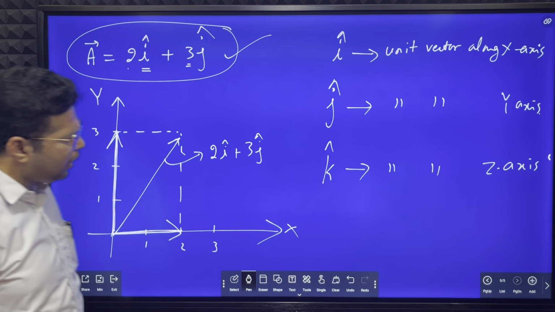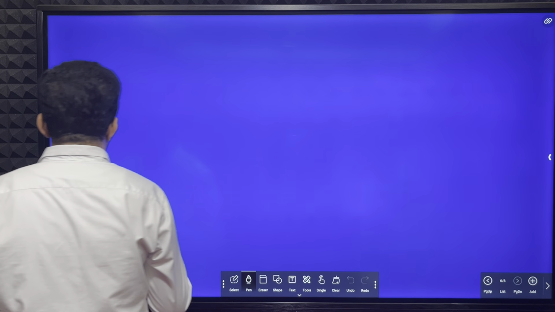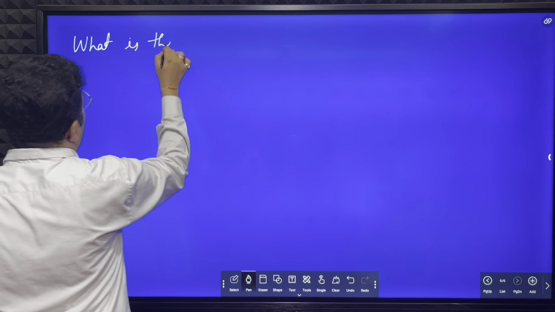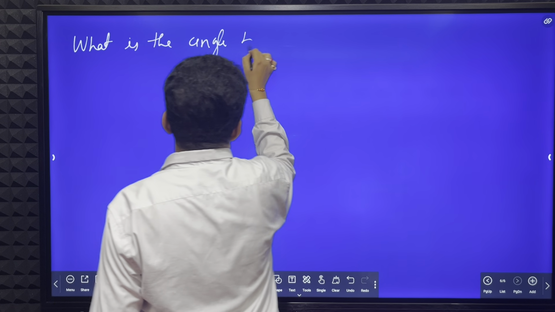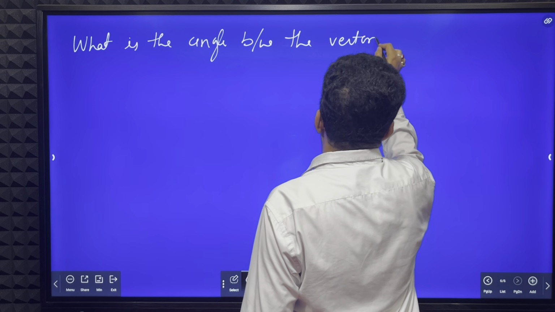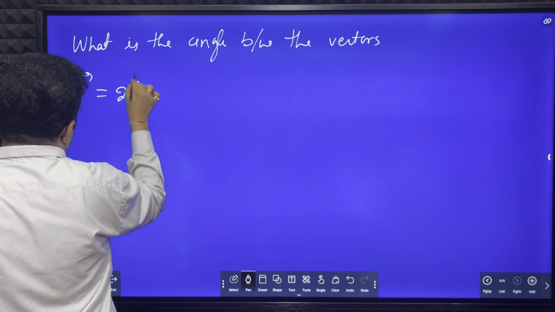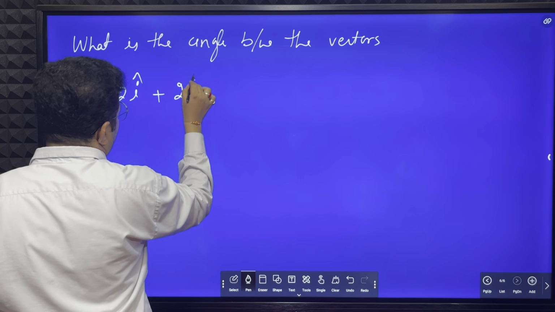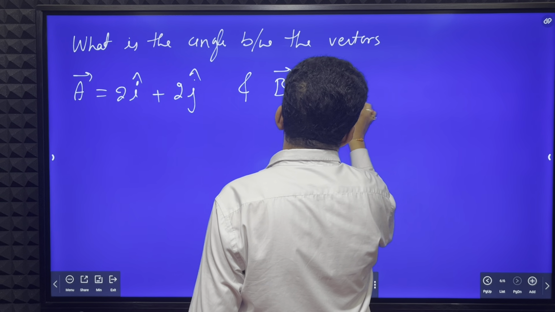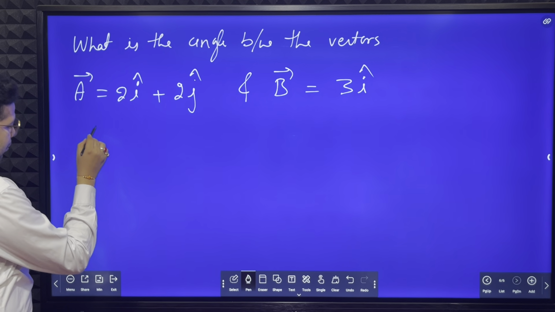Okay. Well, we'll solve one simple problem. What is the angle between the vectors? Two vectors are given to you. One is vector A is equal to 2i cap plus 2j cap, and vector B is equal to 3i cap.